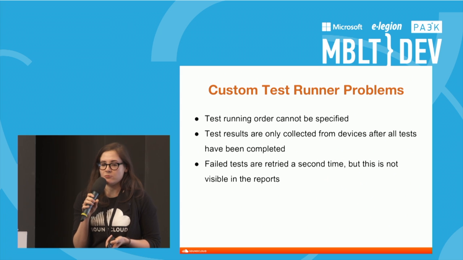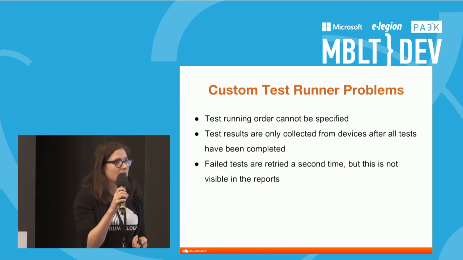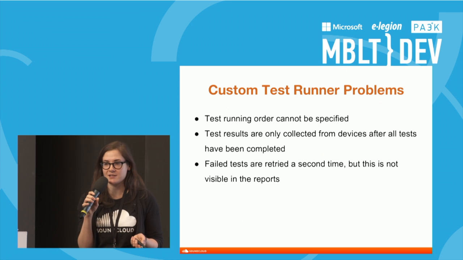Also, we retry failed tests once because there's certain flakiness just in the network that we can't really control. But this wasn't really obvious from the test reports, and so issues that may be flaky would just get swept under the rug because they probably passed the second time and nobody realized.